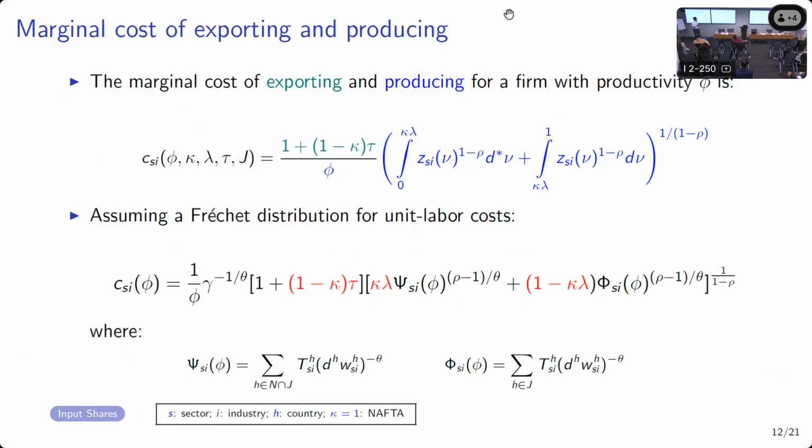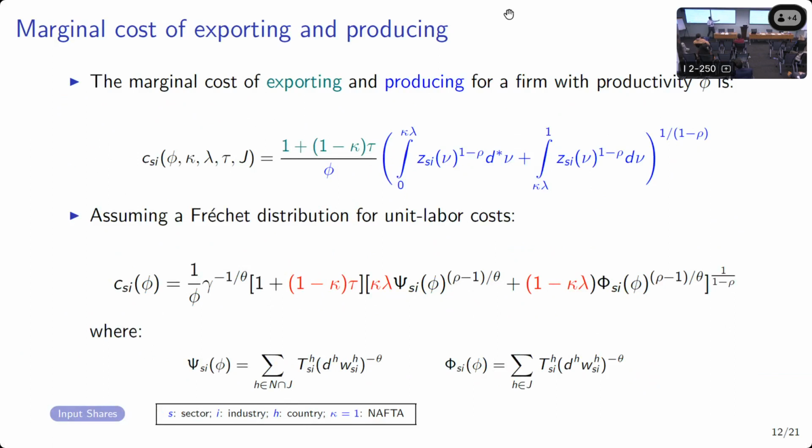Now, we have the CES aggregator for marginal cost over the price of inputs. So I would say that this is the key equation of the model, right? Assuming a Fréchet distribution, we get this expression. And what is it saying? It's basically saying the marginal cost of exporting and producing is a decreasing function of firm productivity in here.